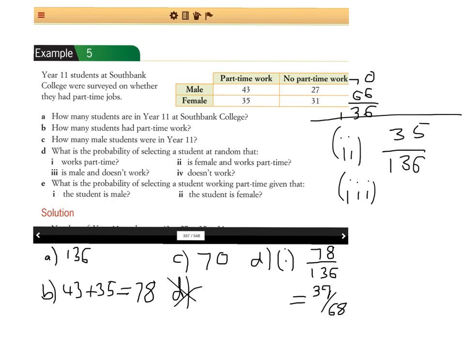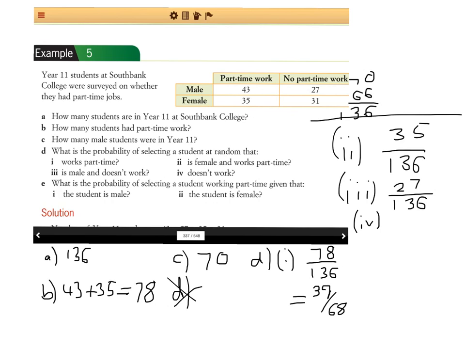Part 3. Is male and doesn't work. If you're male and you don't work, which is good, you're actually a minority. You are one of 27 students out of a total of 136. Put in your calculator again, 27 divided by 136. Press the fraction button if it comes up as a decimal, and it stays the same. Okay, we're good.